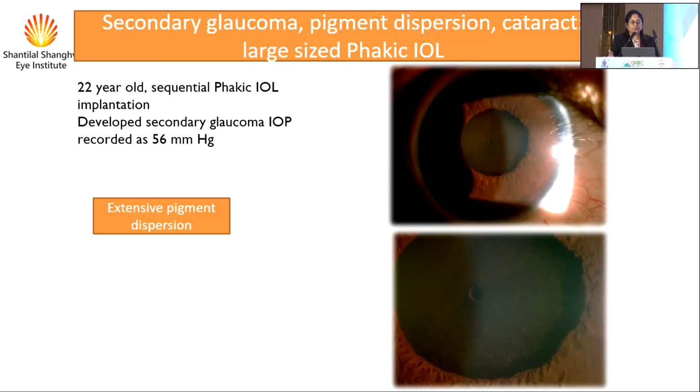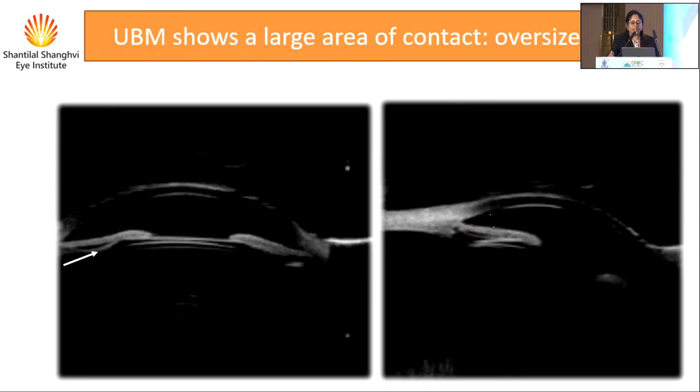So first of all, we controlled the glaucoma, and colleagues helped. And what we saw on UBM is that there was a large area of contact. So this is where all the IOLs contact the iris. They have 2 points.